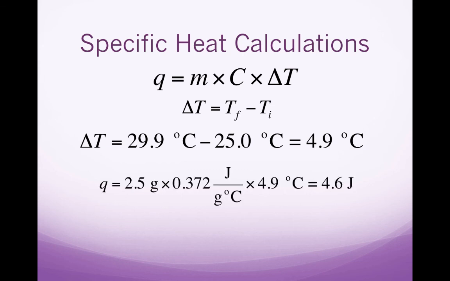So now we just fill in the equation. We have Q equals M, which is 2.5 grams. We have our specific heat, which is 0.372 joules per gram degree Celsius. And we multiply that by our temperature change, which we calculated to be 4.9 degrees Celsius. And we get a Q of 4.6 joules. Again, we have our answer in joules because we used a specific heat in joules per gram degree Celsius.